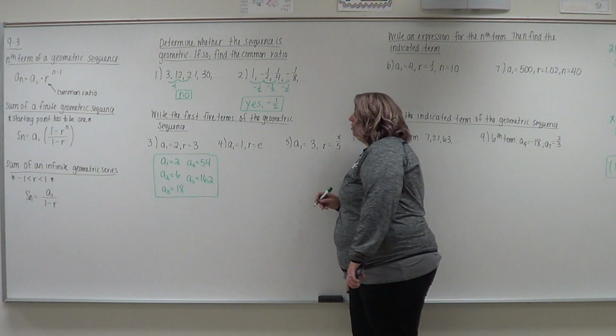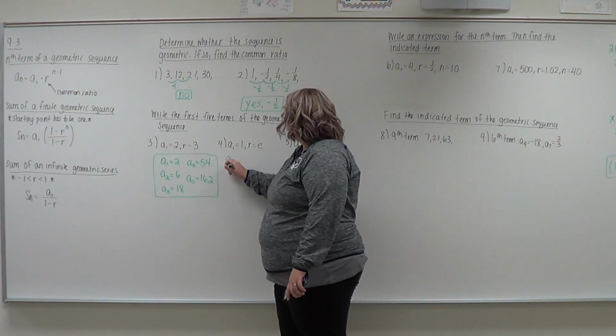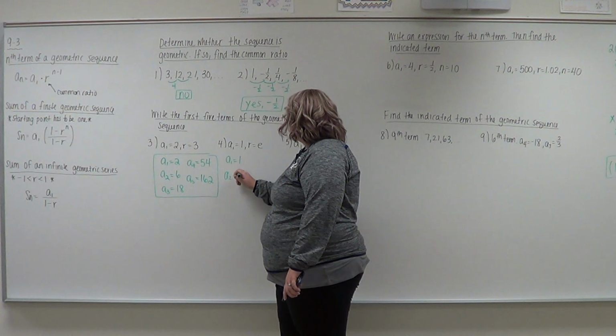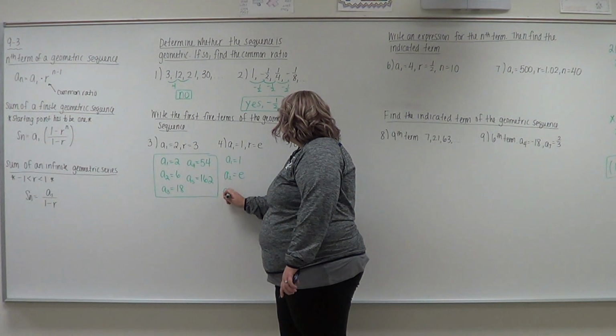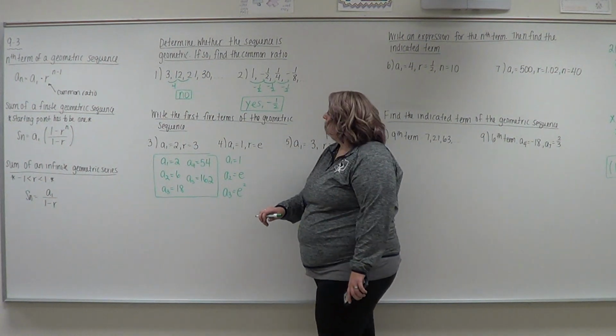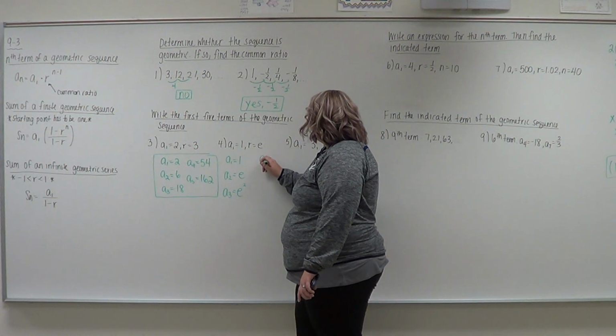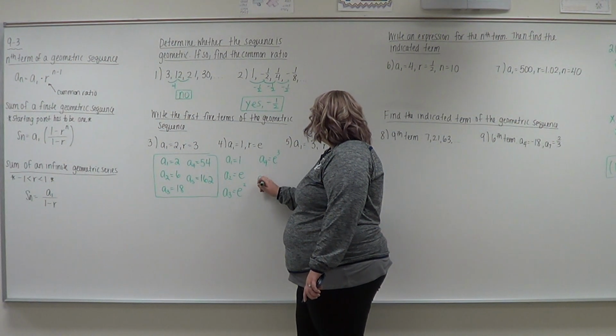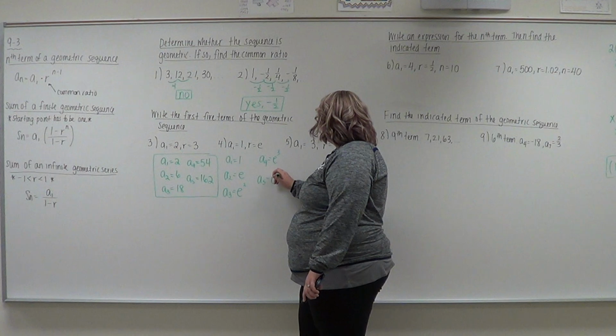So number 4, my first term is 1. Then I'm multiplying by e. So A2 would be 1 times e, so that's e. A3, e times e, so that's e squared. A4, e squared times e, so that's e cubed. A5, e cubed times e, so that'd be e to the 4th.